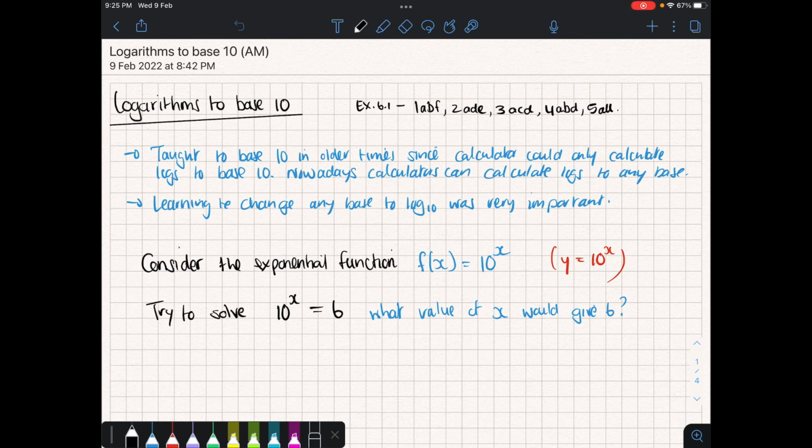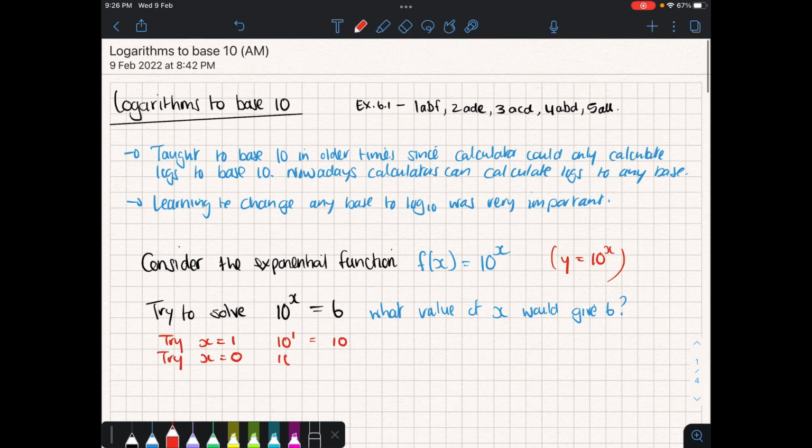And we could just try some values. So we could try x equal to 1 and see what we got. So we could say 10 to the power of 1, right? And that would give us 10. That's too big. So let's try a smaller value. Let's try x equal to 0. So we could say 10 to the power of 0, and that would give us 1. And that was too small. However, you can say that the value we're looking for is somewhere between 0 and 1.